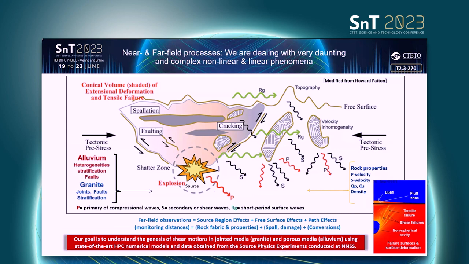So we decided to run the SPE phase one in granite and then the SPE phase two, called DAG, in the alluvium geology. And because I'm from Lawrence Livermore Lab, I'm going to bank on the HPC capabilities in order to assess the uncertainty in the characterization of the geology on the response of the system.